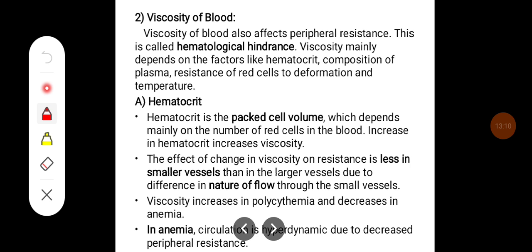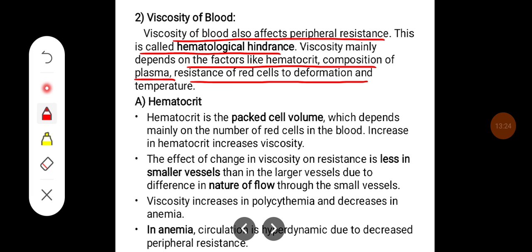Another factor is viscosity of blood. Viscosity of blood also affects peripheral resistance. This is called hematological hindrance. Viscosity mainly depends on factors like hematocrit, composition of the plasma, resistance of the red cells to deformation, and temperature.